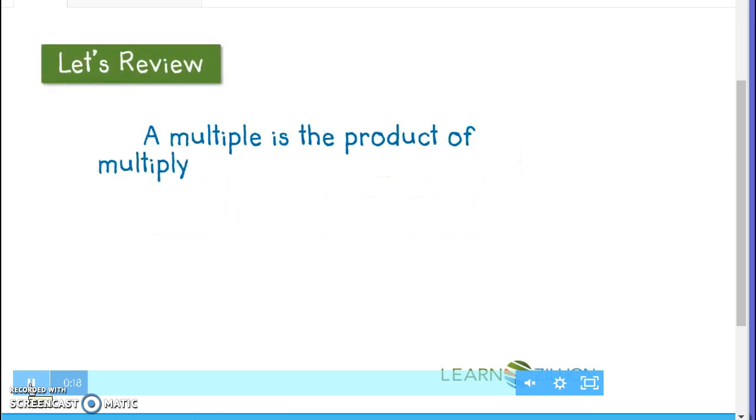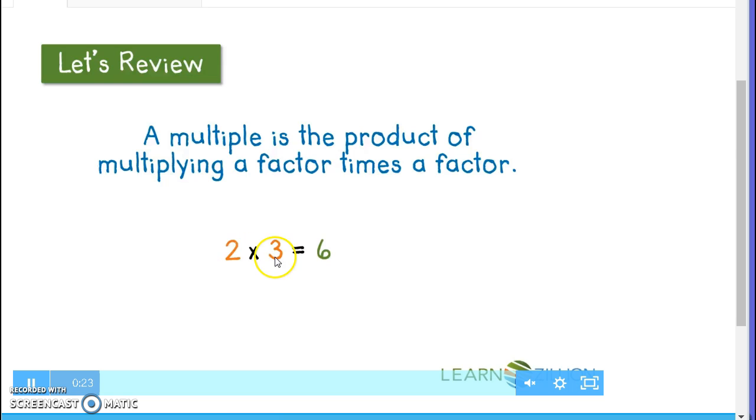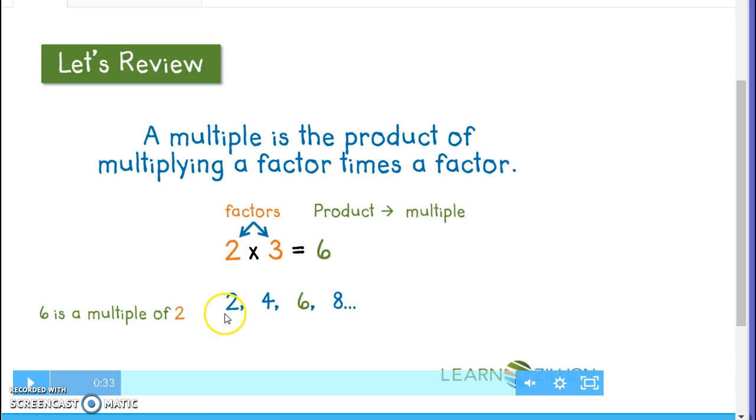Let's do a quick review. A multiple is the product of multiplying a factor times a factor. So when you have 2 times 3, 2 is a factor, 3 is a factor, 6 is the product, and it's also a multiple, which you'll see here in a second why 6 is a multiple of 2 and 3. So 6 is a multiple of 2, and you can see that because when you start to find multiples, you always start with the number. So I'm going to start with 2 since we have 2 here. So 2, 4, 6, I land on 6. So 6 is a multiple of 2.